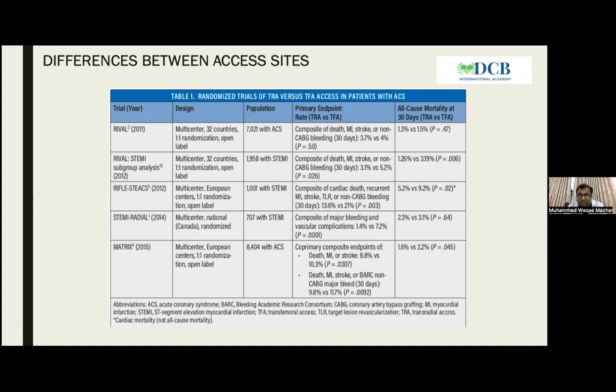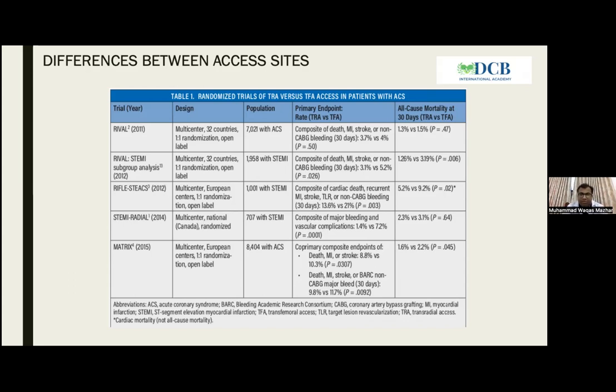And here, for the first time, there was a reduction, probably related to the higher population enrolled, of ischemic endpoints also, not only bleeding endpoints. So the balance between transradial and transfemoral was broken not only by a higher occurrence of bleedings in the transfemoral approach, but also in this case with more ischemic events.